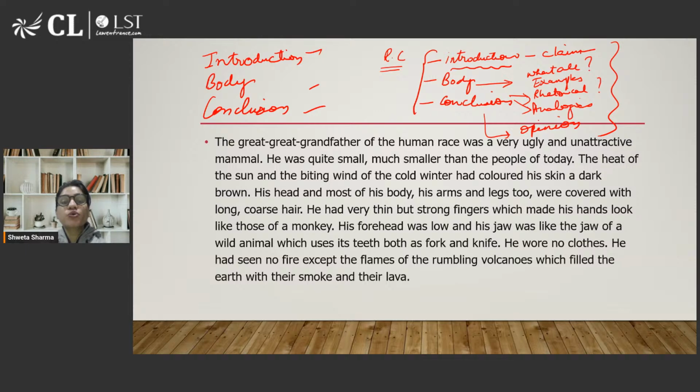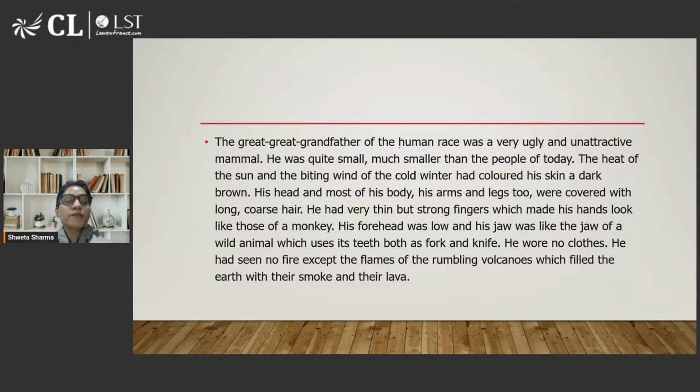Then it starts talking about the great grandfather, as in the ancient of the ancient human race. That person used to be a very ugly and unattractive mammal. He was quite small, much smaller than the people of today. If we go by evolution theory, we'd see that earlier people used to be very large, but otherwise it says that they were very small, very ugly as compared to people of today.